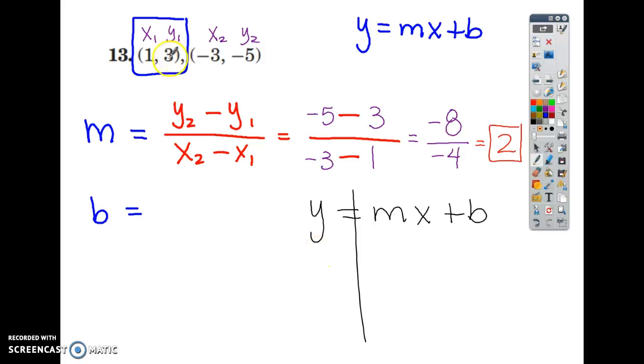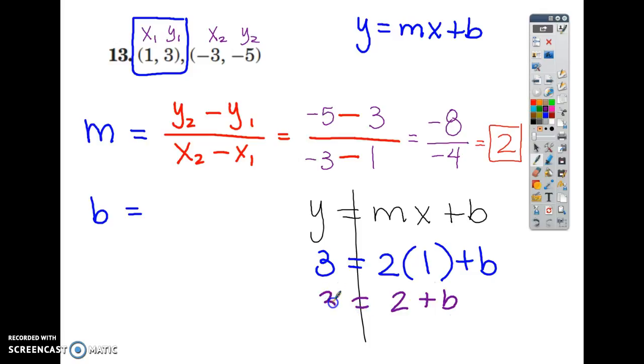So in place of y, what are you going to use? 3, because from the point that I chose, I have to use the y, which is 3. Equals, what is my m? 2. What is my x? Positive 1. And then bring down plus b. And we're going to do the same thing we did for that other problem. We're going to multiply 2 times 1. That gives you 2. Bring everything else down. So plus b equals 3.